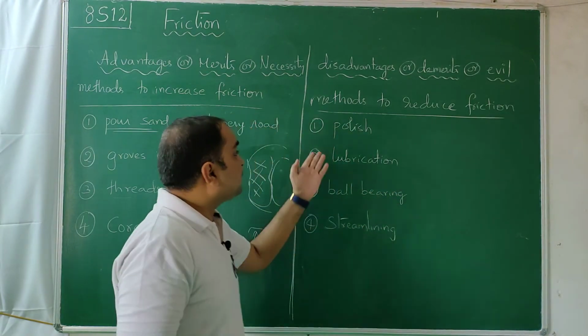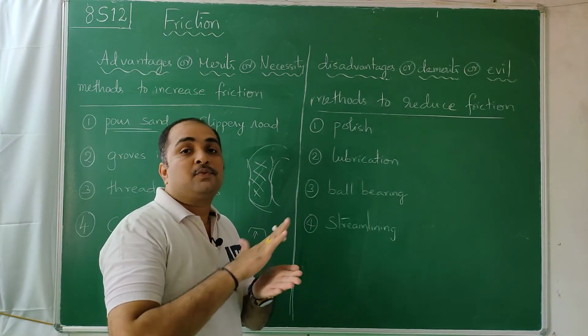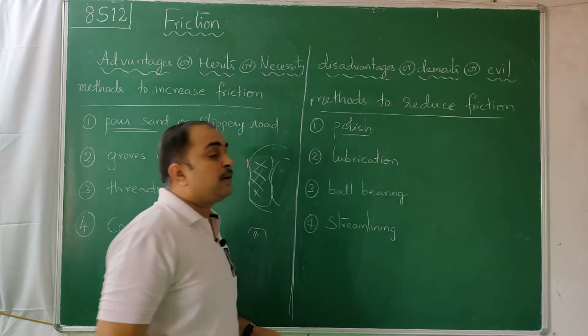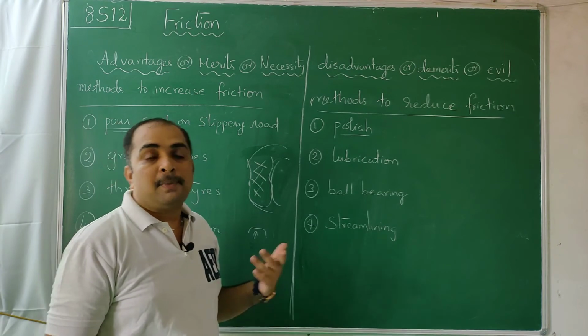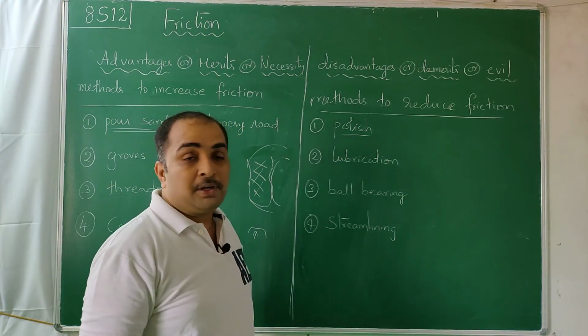Similarly, where it is not necessary, we remove it. Polish the surfaces. It has been observed that polished surfaces which are smooth will have less friction. So by doing this polishing, we can reduce friction wherever we don't want it. All the evils we discussed, machinery parts or wherever you have discomfort, there we do polishing.